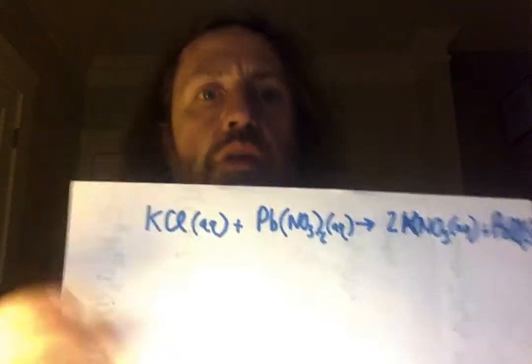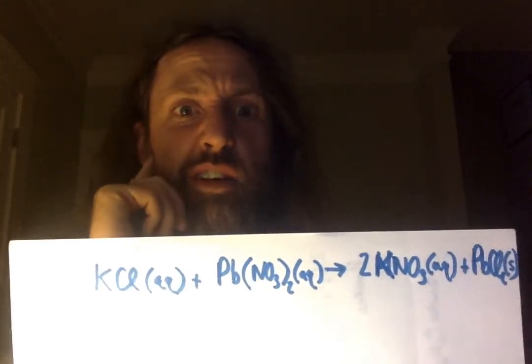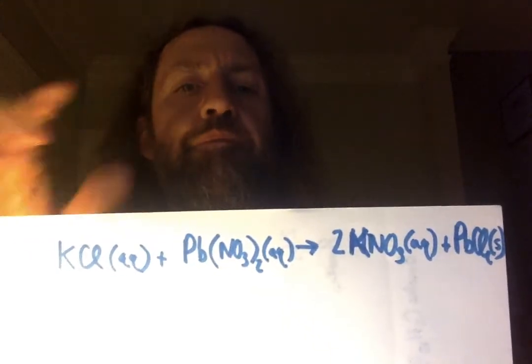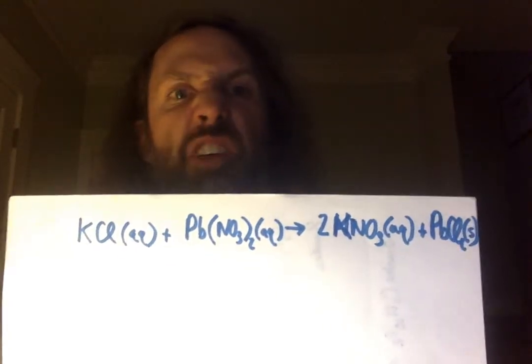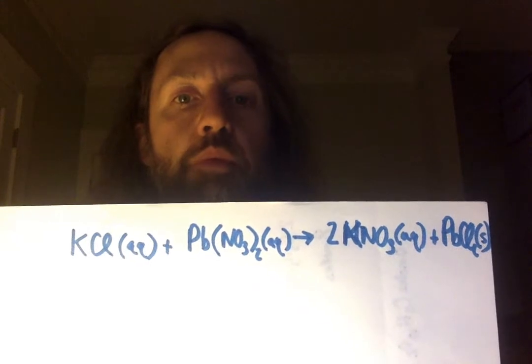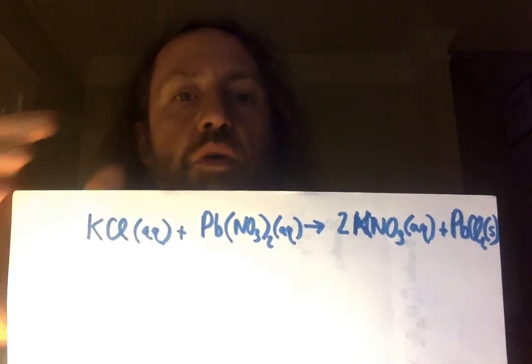Okay, today, it's still dark out, it's still raining, so I thought we would do another balancing. Sorry, I ran out of room right here, but I'll fix it later. This is going to be a net-ionic equation.